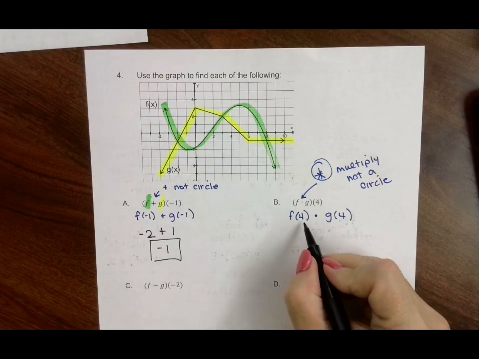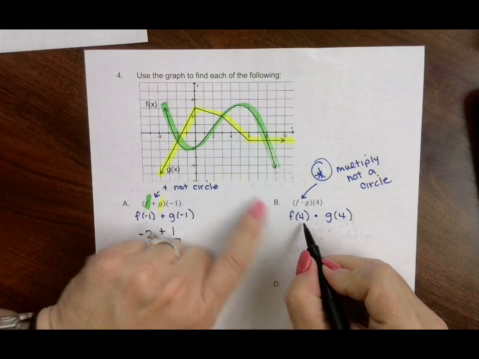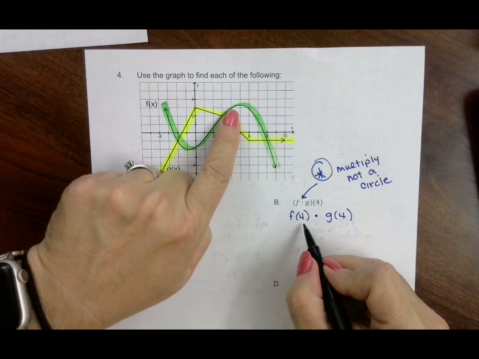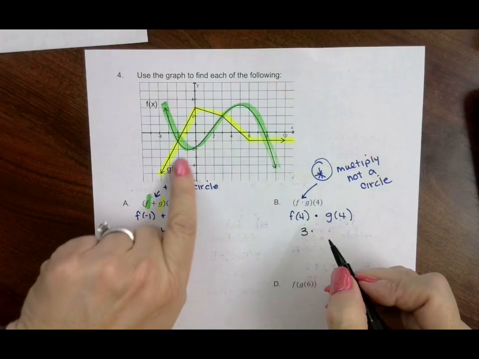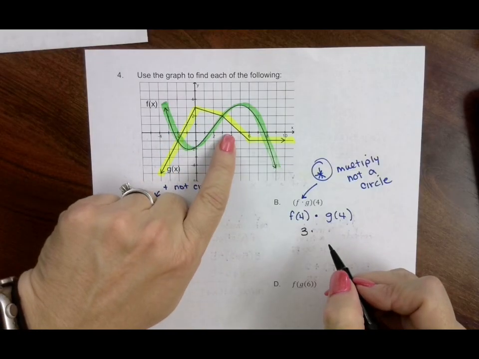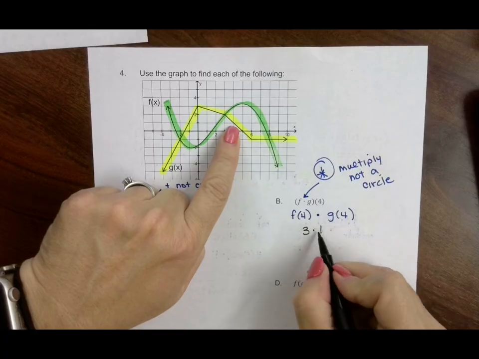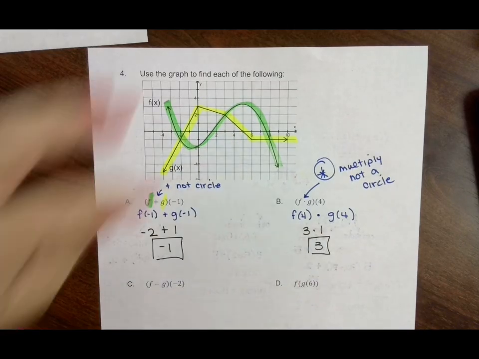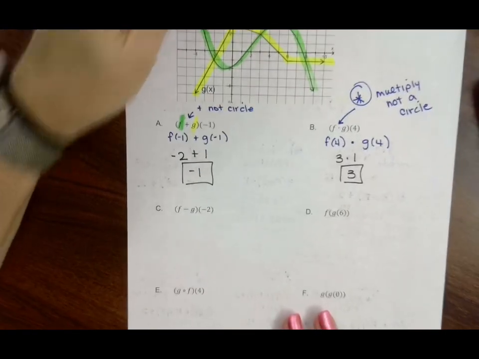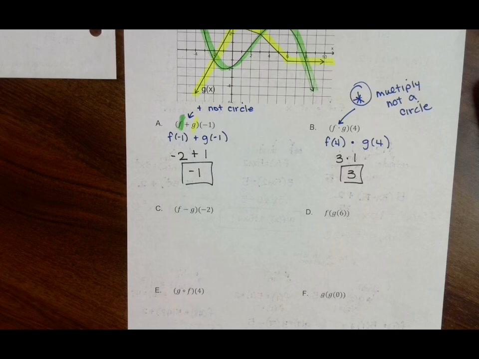So what is y when x equals 4 on my f graph? F is my green graph. So I go over here to 4, I go up to my green graph, and I see that that value is 3. And then I go to my g graph, and I go to 4, which is my yellow graph, and that's 1. So 3 times 1 is 3. Okay? Now, based on what we just did, I want you to work letter C. So I'll work it too, but I'm going to pause it, try it on your own, and come back.